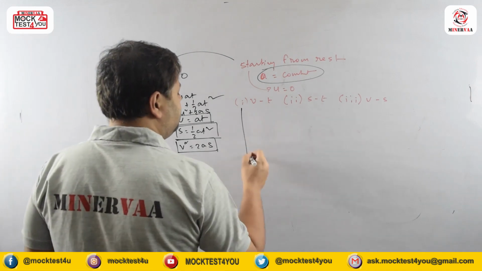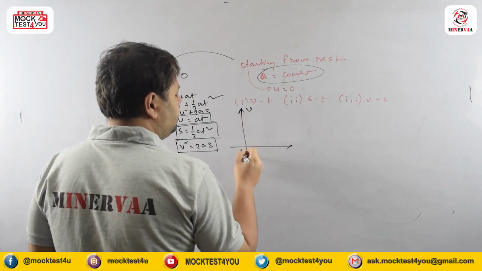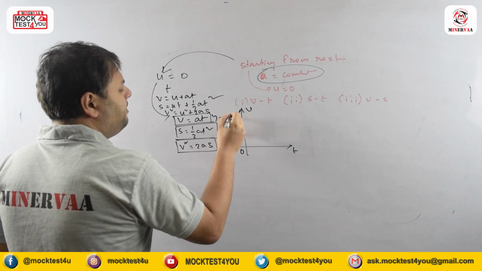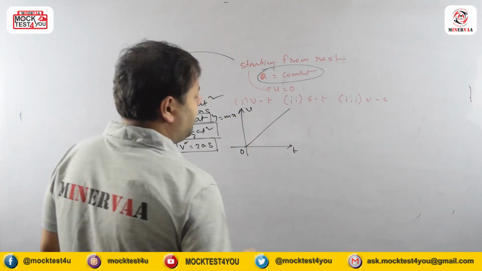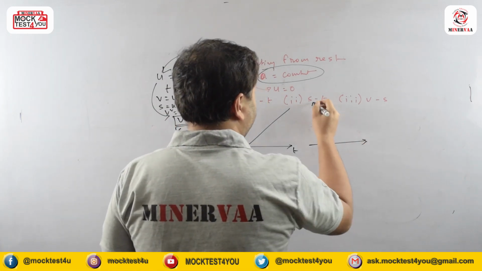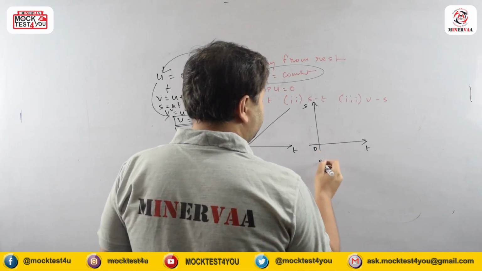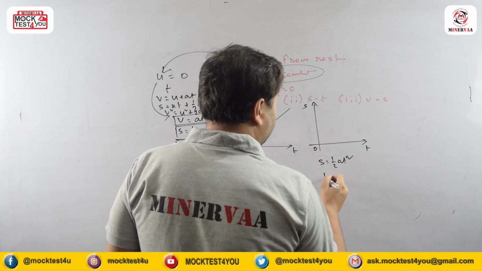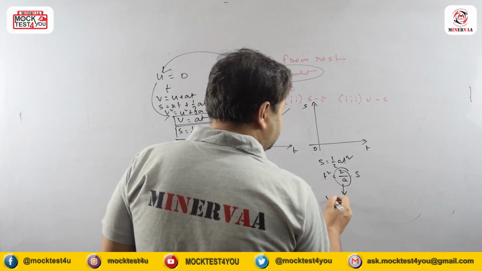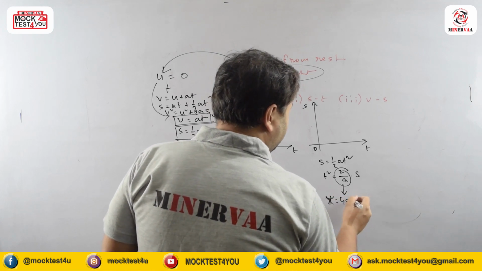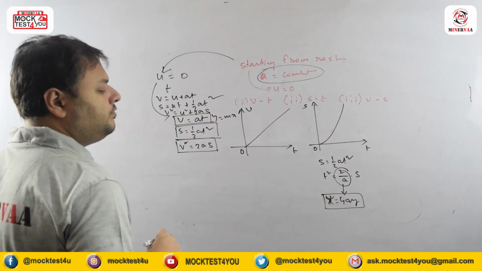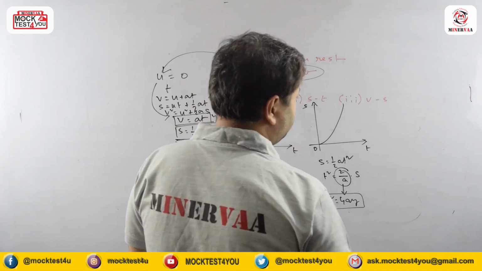So if we draw the VT graph over here, this is the origin, and this is v equals at, a is a constant. So it is a simple y equals mx graph, which you can draw like this. Now if I draw the ST graph here, S versus T, this is the origin, S we got as half at square. So t square equals 2 by a into s. This is a constant, identical to x square equals 4ay, that is a parabola. So x square equals 4ay, a parabola, and this parabola should go like this.